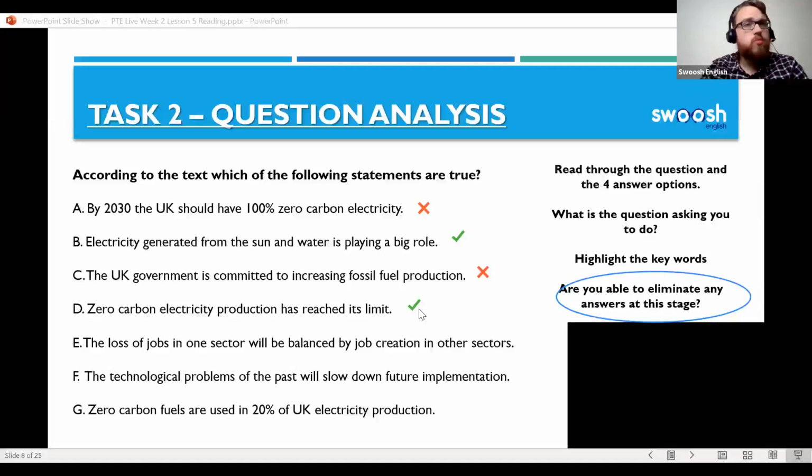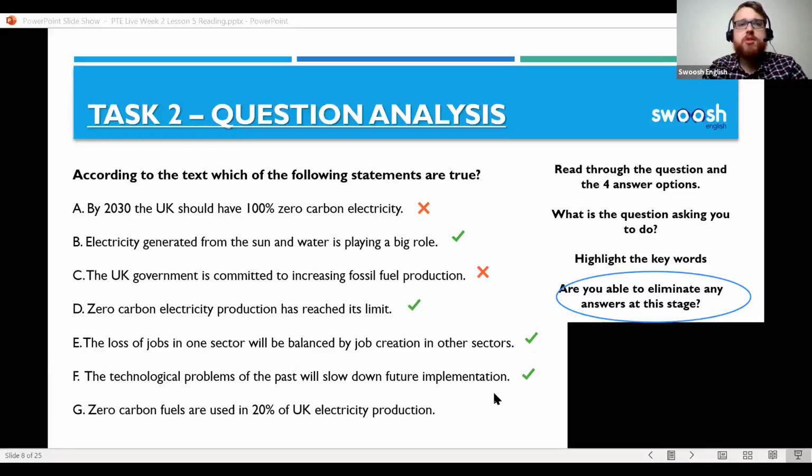The loss of jobs in one sector will be balanced by job creation in other sectors. Well, of course, I think that's very, very logical. People who are going to lose their jobs in non-renewable sources may then obviously receive jobs, or other people will receive jobs in renewable energy manufacturing. So let's put a tick beside that. F, the technological problems of the past will slow down future implementation. What do we think about that one? Will it slow down implementation? Yes or no? I'm going to put in a tick beside that as a potential answer.